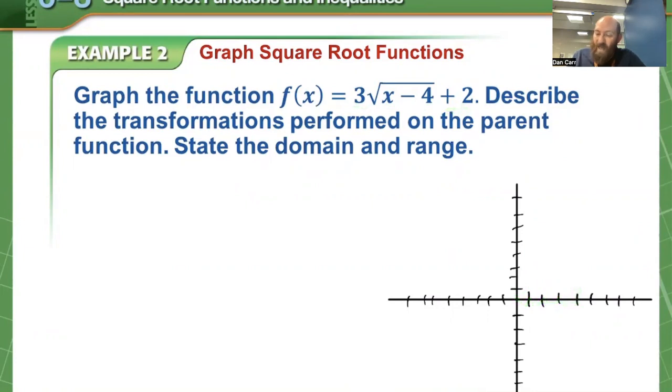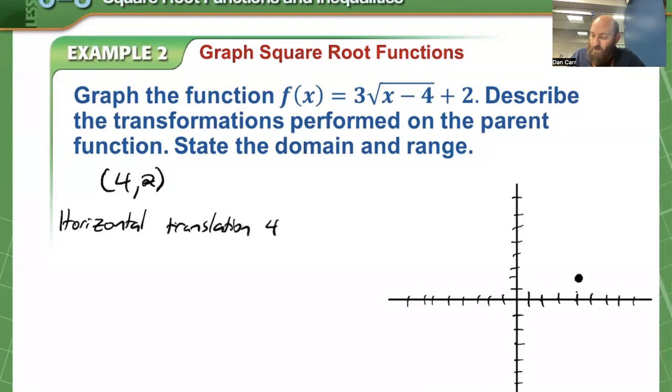So here's what I know. I don't want to call it a vertex, but my starting point, we have 4, 2. So I go 1, 2, 3, 4 to the right and up 2. So what I have is a horizontal translation, 4 to the right. I have a vertical translation.